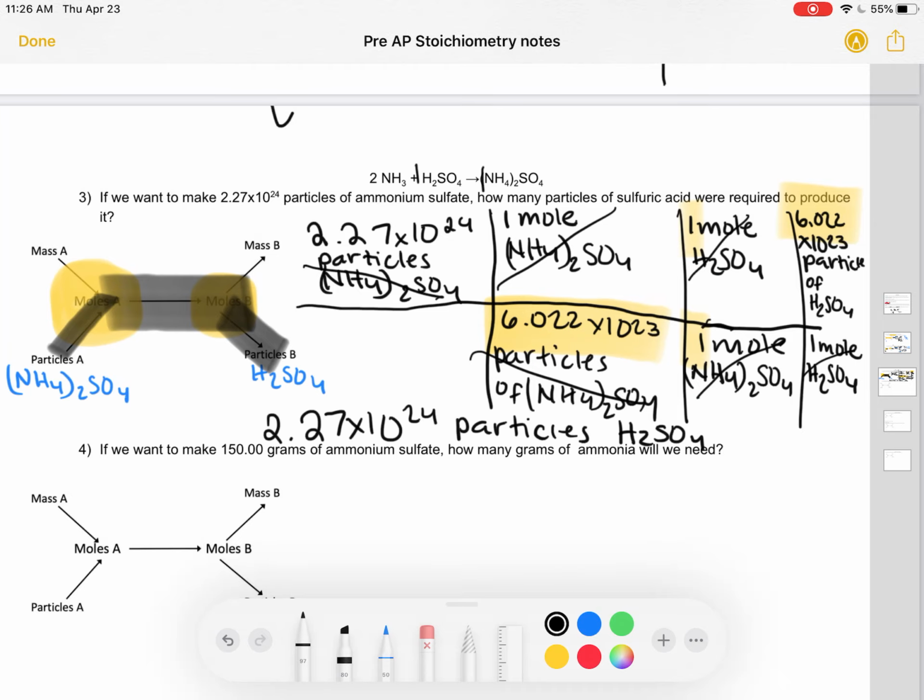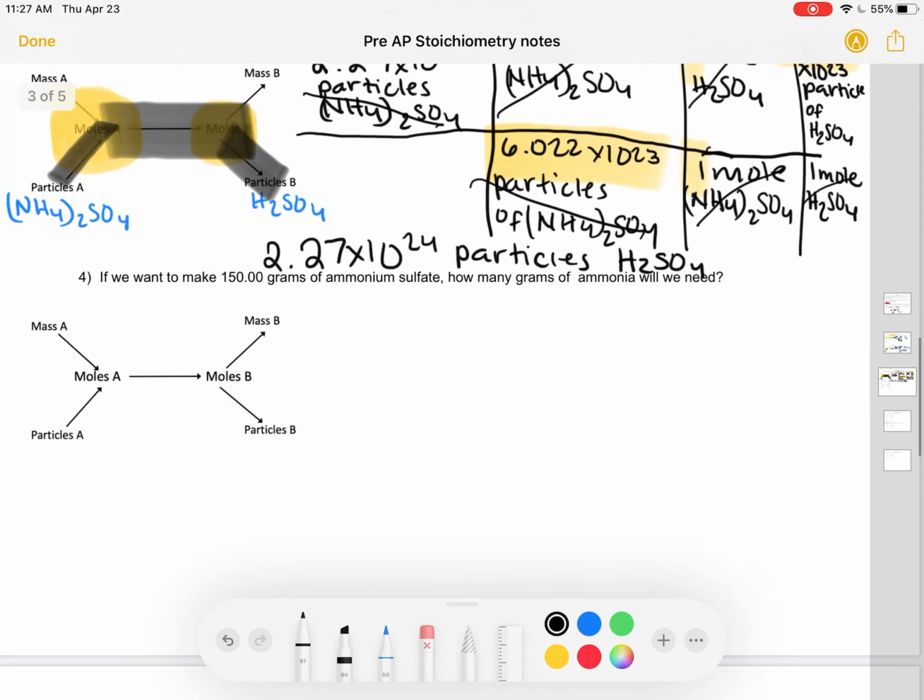Okay, if we want to make 150.00 grams of (NH4)2SO4, how many grams of ammonia will we need? So we have to get to grams, an unknown amount of grams of ammonia.